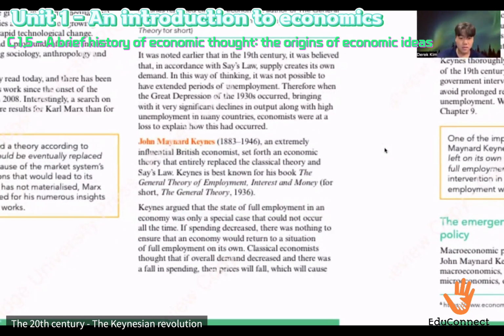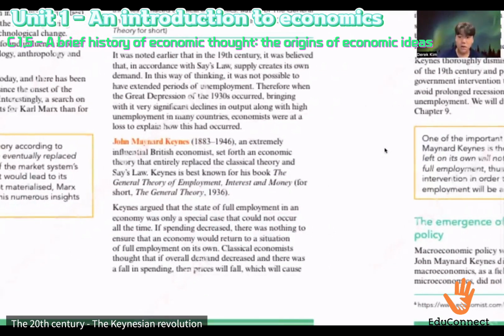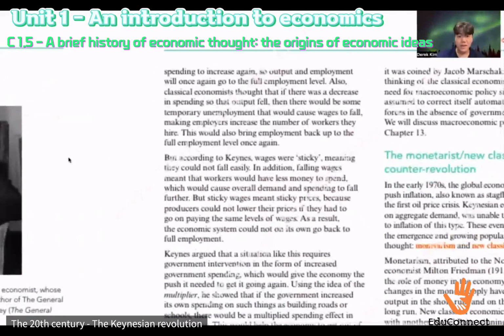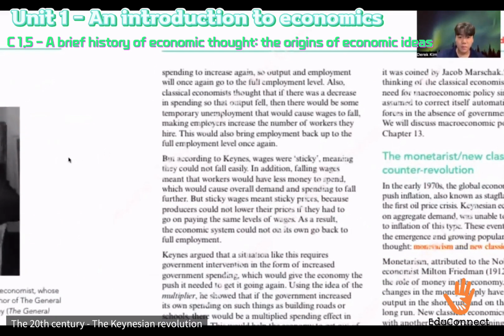Classical economists thought that if overall demand decreased, and there was a fall in spending, then prices would fall, which would cause spending to increase again. So output and employment would once again go to the full employment level. Also, classical economists thought that if there was a decrease in spending so that the output fell, then there would be some temporary unemployment that would cause wages to fall, making employers increase the number of workers they hire. This would also bring employment back up to the full employment level once again.